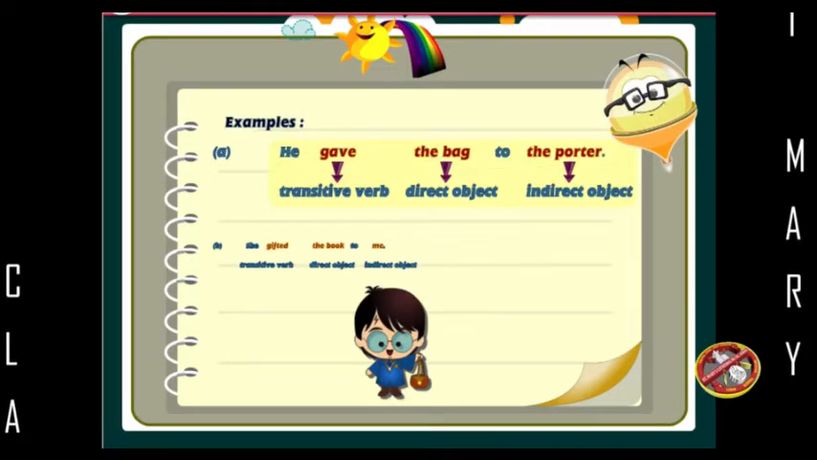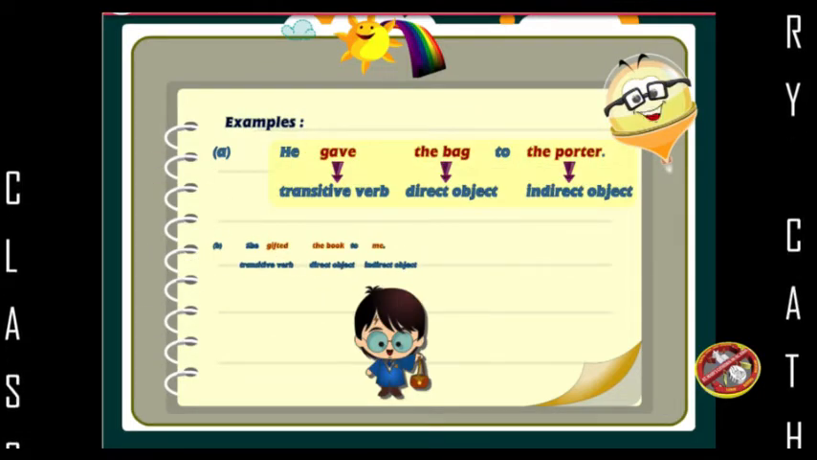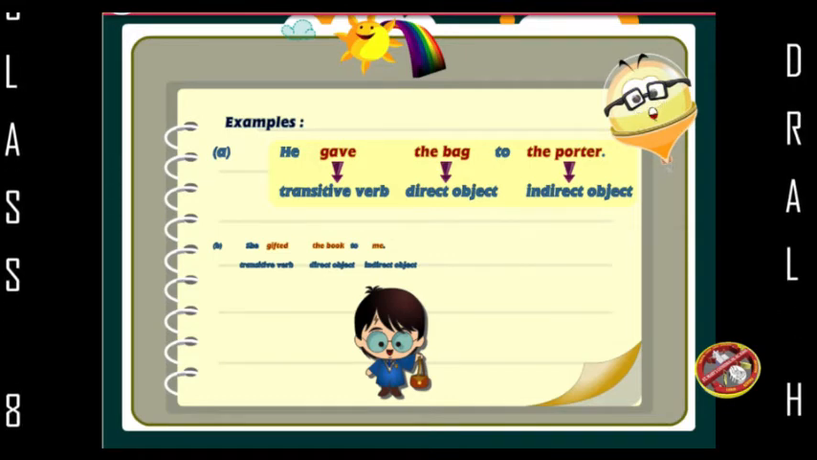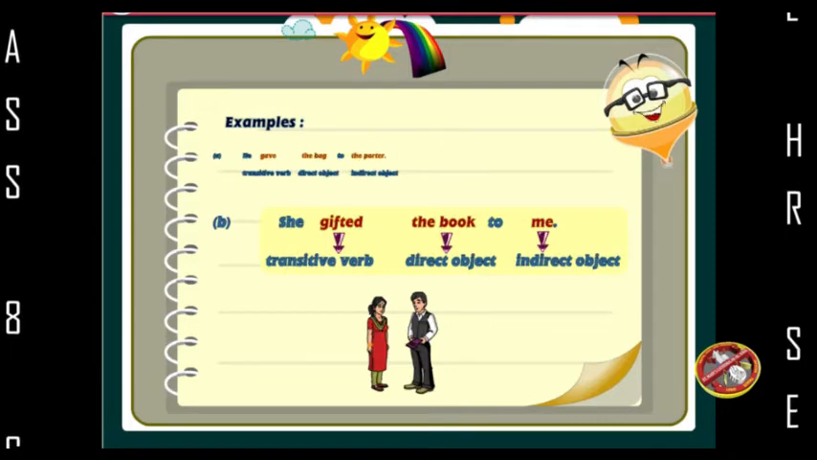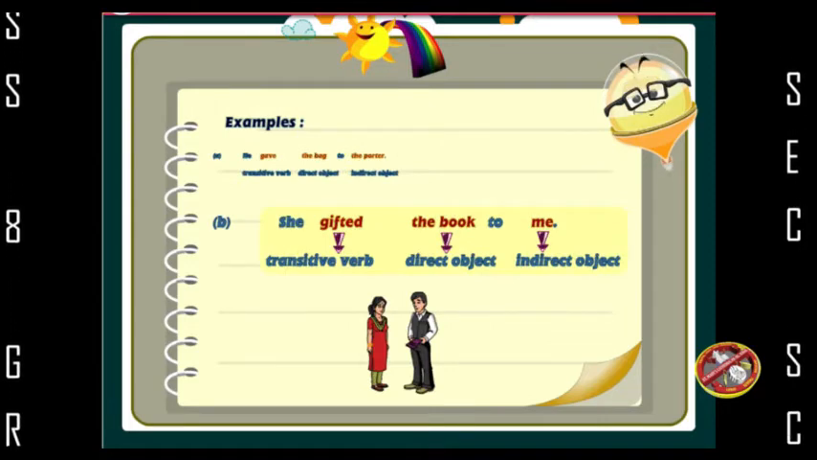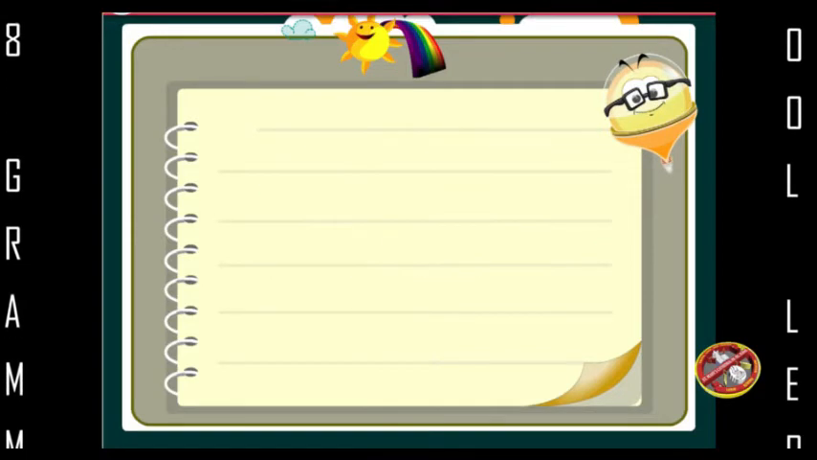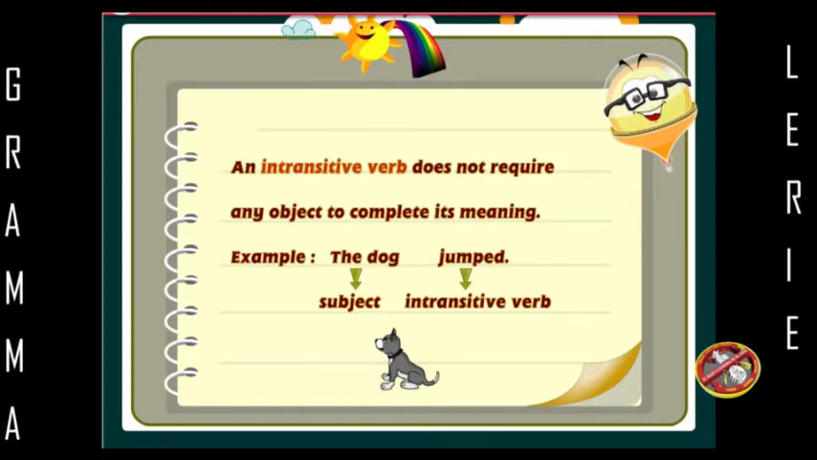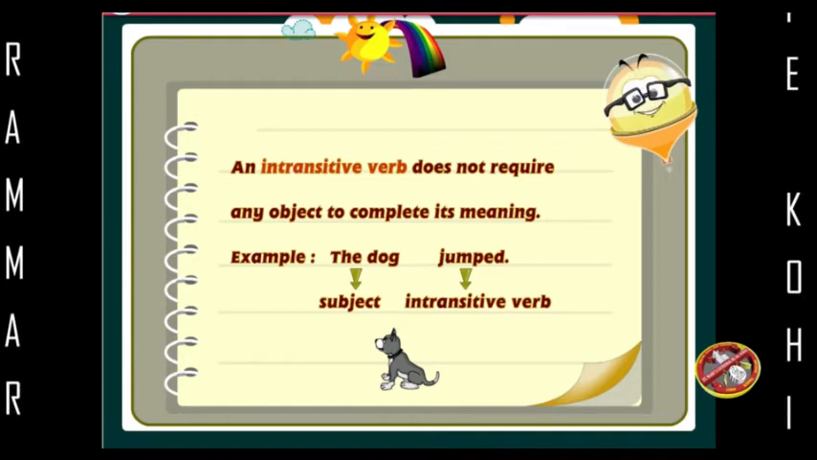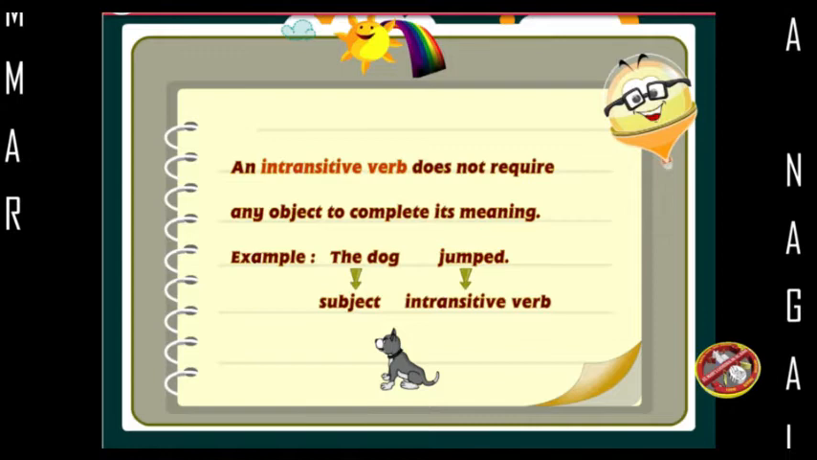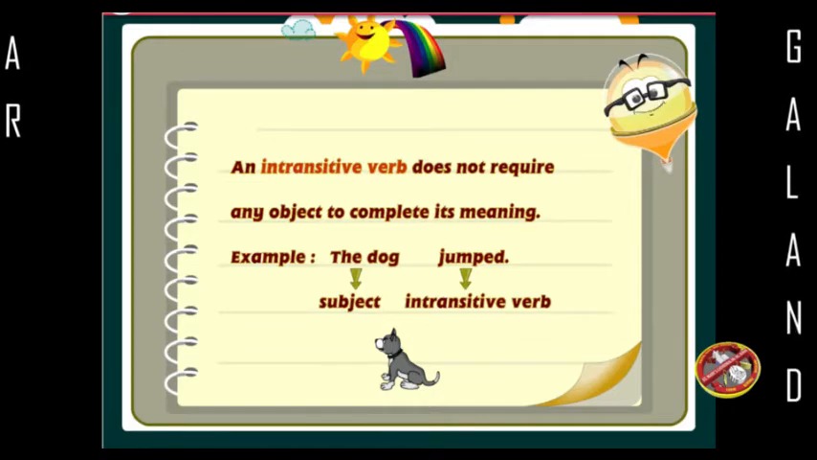Examples: He gave the bag to the porter. Transitive verb, direct object, indirect object. She gifted the book to me. Transitive verb, direct object, indirect object. An intransitive verb does not require any object to complete its meaning. Example: The dog jumped. Subject, intransitive verb.